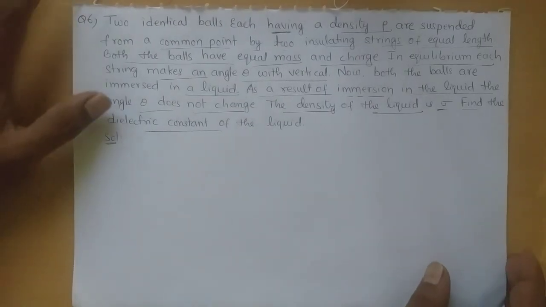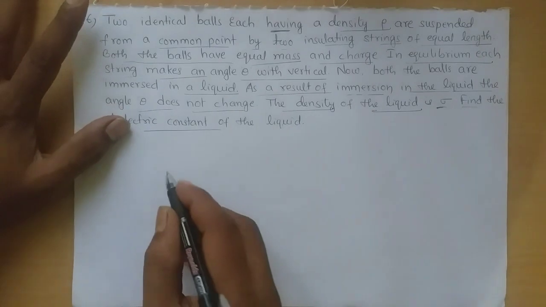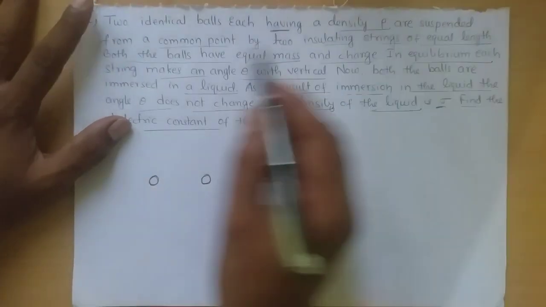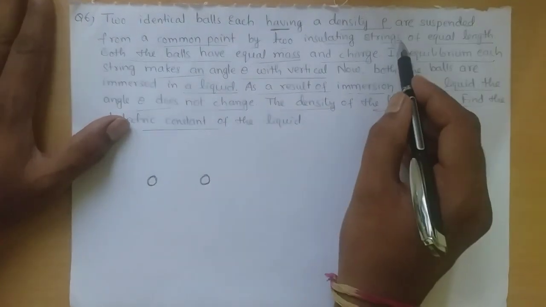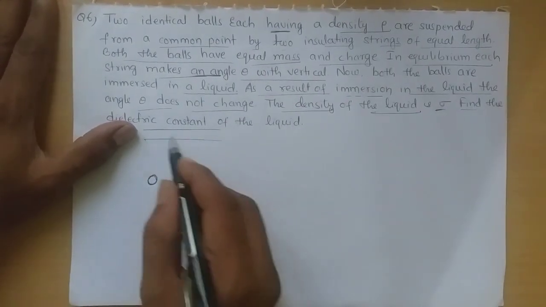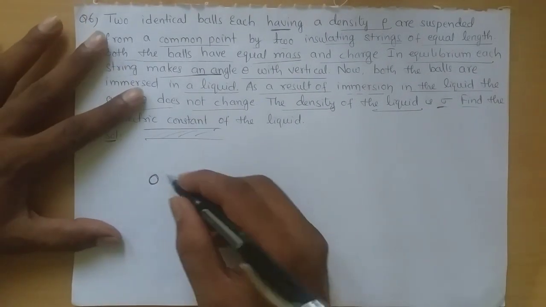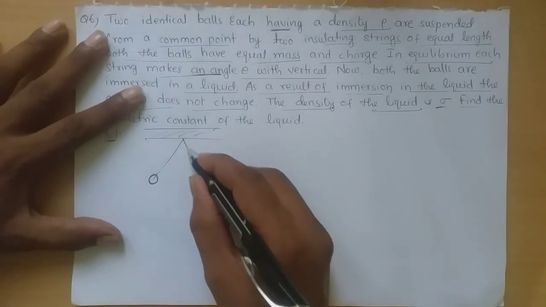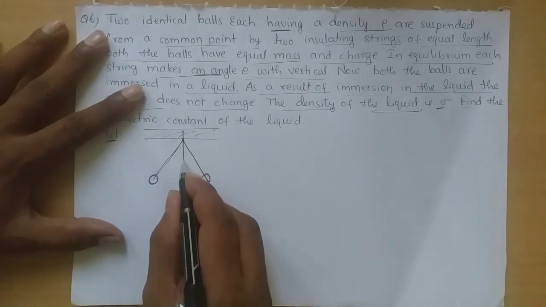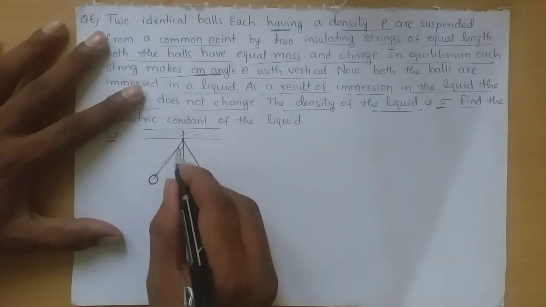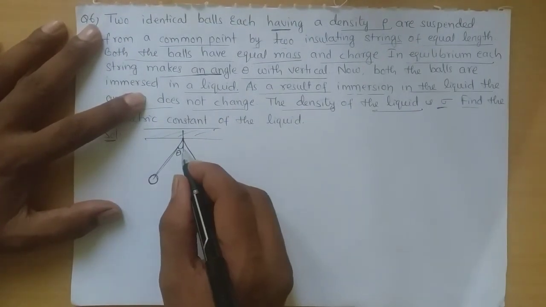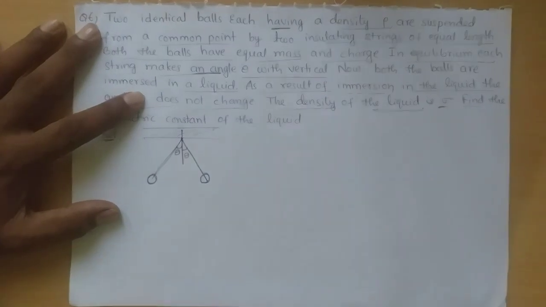So see here, I'm considering two identical balls. This is one ball and this is the other ball. Two balls are suspended from a common point by two insulating strings, and they make some angle theta. This is the rigid support surface. From here these two are suspended. With respect to the vertical they make the same angle theta. What they mention is, in equilibrium each string makes an angle theta with the vertical. Now these are in equilibrium.